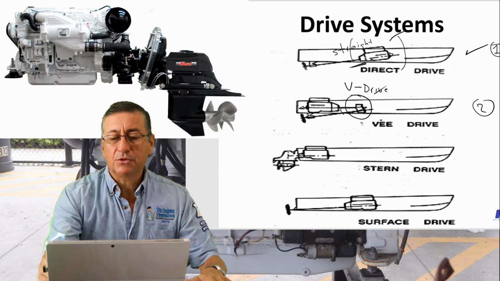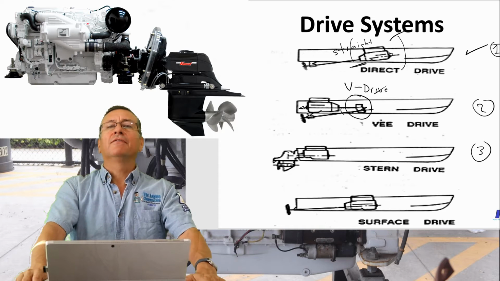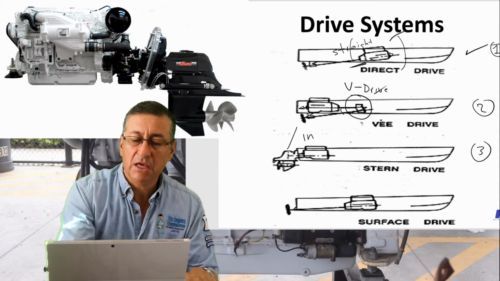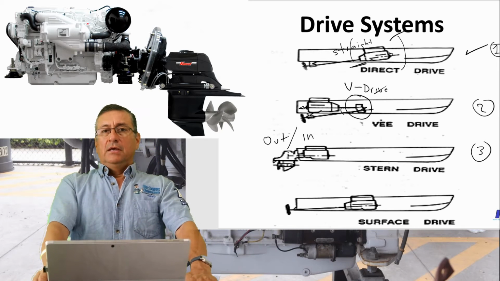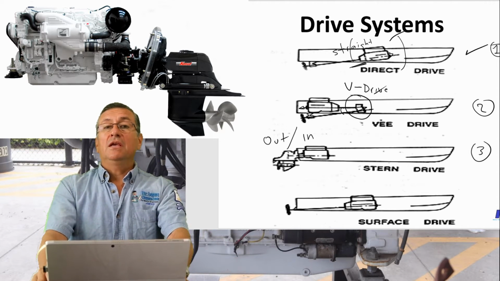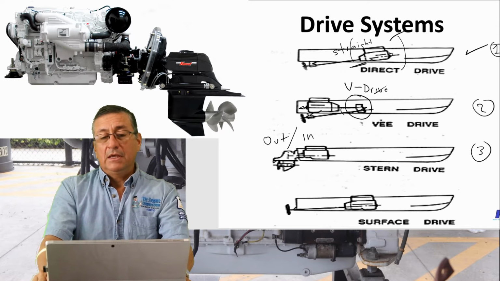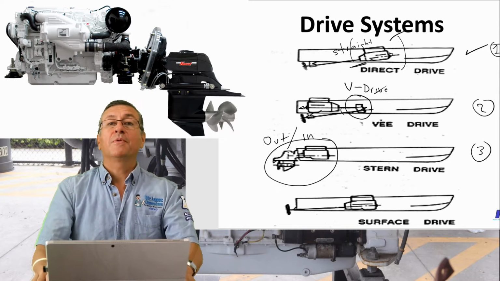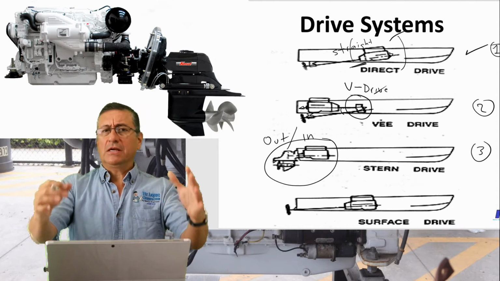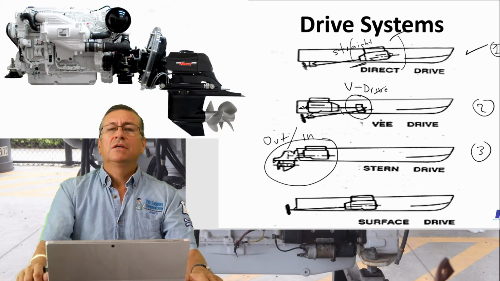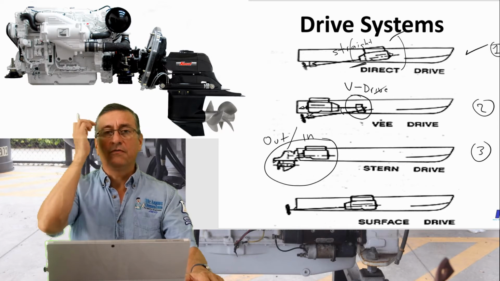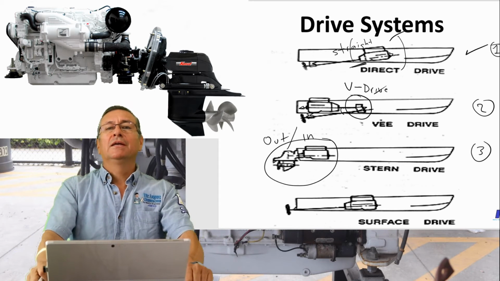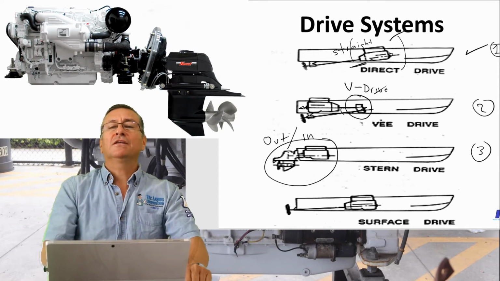The number three is excellent, the stern drive or inboard outboard, because this is the combination inboard outboard. The other name for the stern drive system is in-out, inboard outboard. Yes, this system is wonderful for high performance. For that reason, if you check the majority of the race boats, they have that combination, the combination of the outboard lower unit with the big inboard engine. Exactly, this is the advantage of that system.